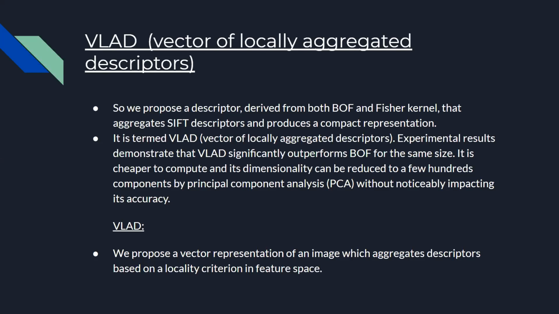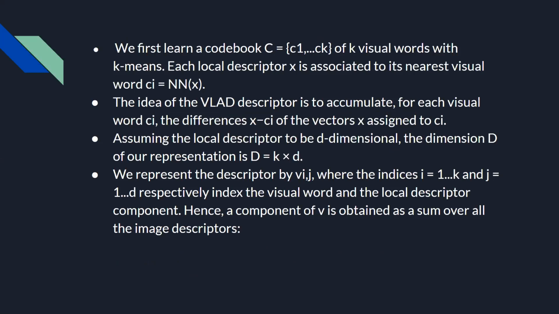VLAD: we propose a vector representation of an image which aggregates descriptors based on a locality criterion in feature space. First, we learn a codebook which consists of K visual words with K-means, each local descriptor x associated to its nearest visual word ci, that is the nearest neighbor of x. The idea of the VLAD descriptor is to accumulate for each visual word ci the differences, that is x minus ci, of the vectors x assigned to ci.